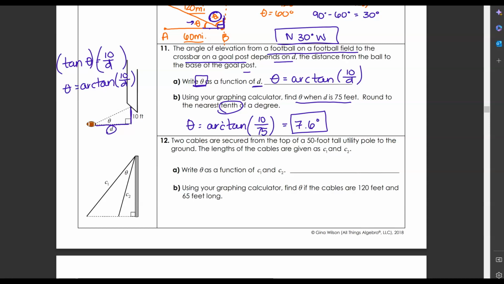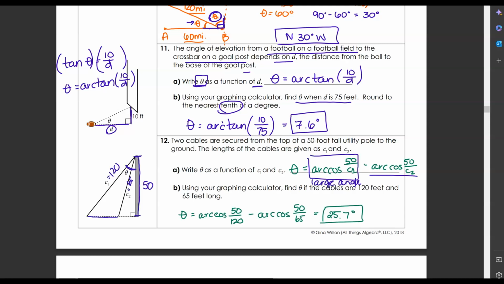All right, take a moment and try number 12. All right, number 12 is a little bit trickier. So we're looking at two cables secured from the top of a 50-foot utility pole. So we see the 50 feet here. And then we want to write theta as a function of c1 and c2. So again, we want to start off with theta equals something. So notice that if we take arccosine of 50 over c1, that's going to give us this entire angle here, right? Because cosine, remember, we're using this right triangle here.